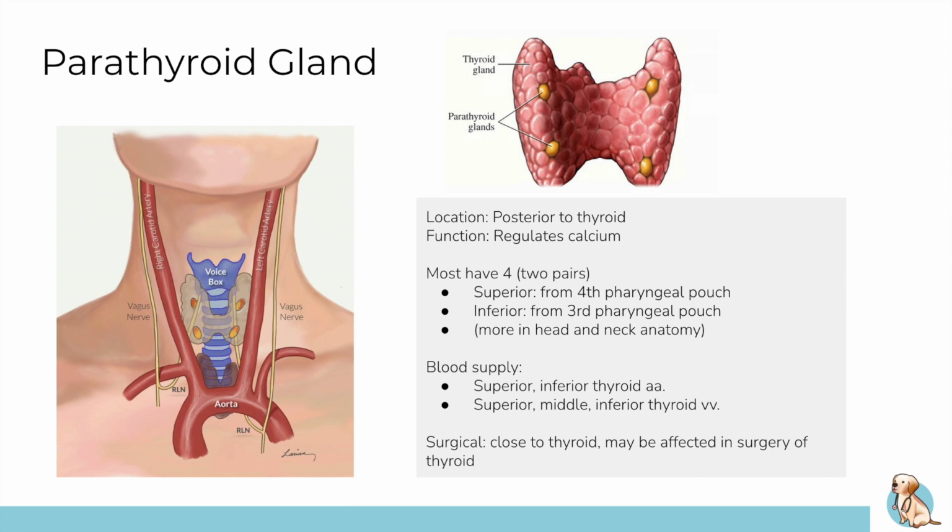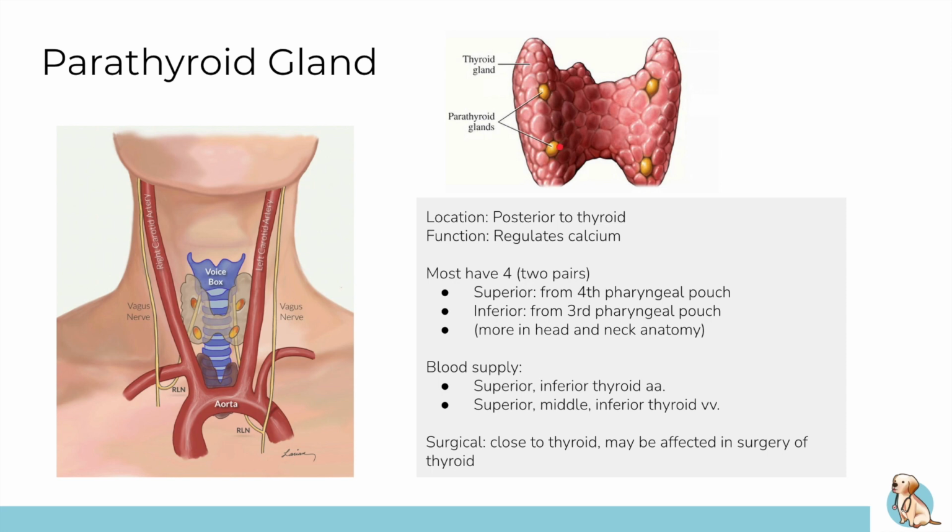Okay, next, parathyroid gland. So the parathyroid gland is posterior to the thyroid. It's behind it, and its function is to regulate calcium. Most people have 4 parathyroid glands, which are 2 pairs, and the superior ones come from the 4th pharyngeal pouch, and the inferior ones come from the 3rd pharyngeal pouch. You'll learn more about this in head and neck embryology towards the end of Sem 2, but I'll just mention it now so that when you hear about it later, it might click.